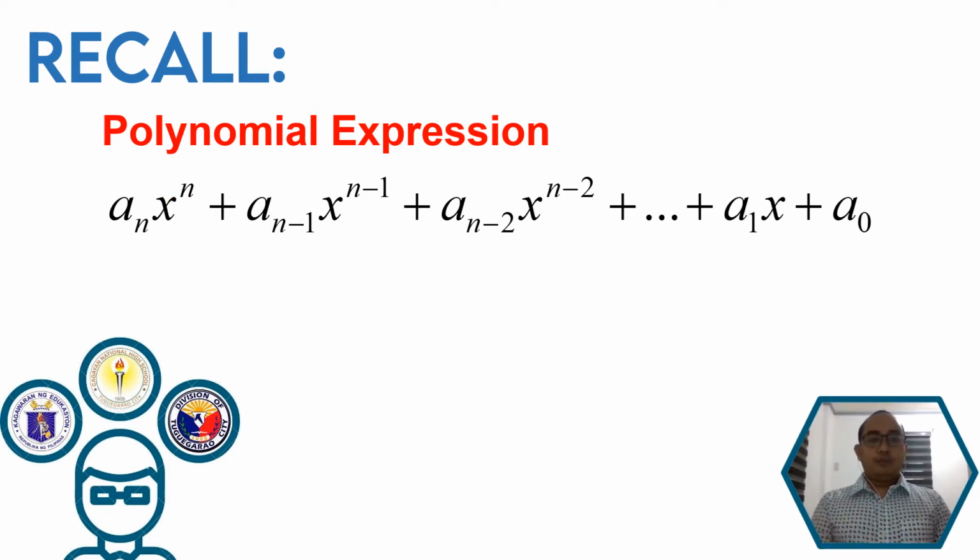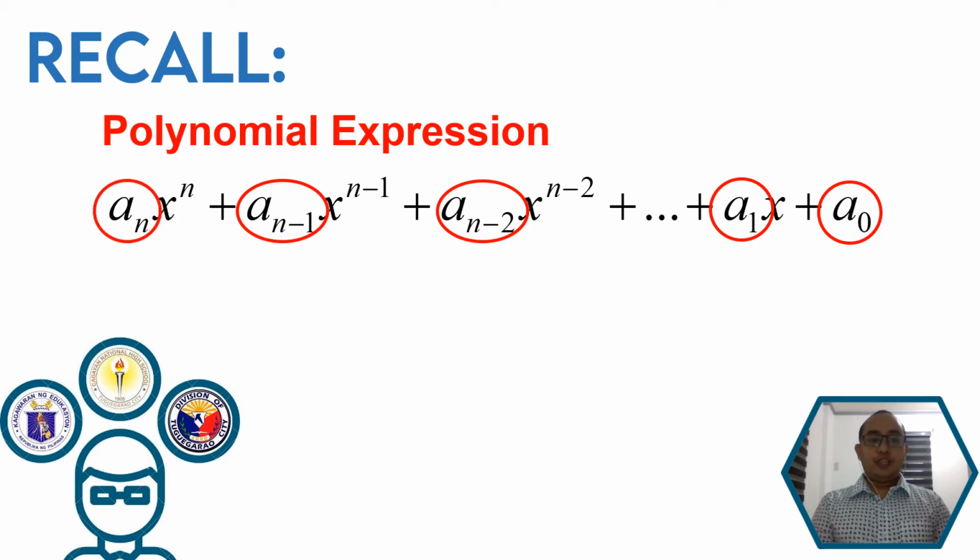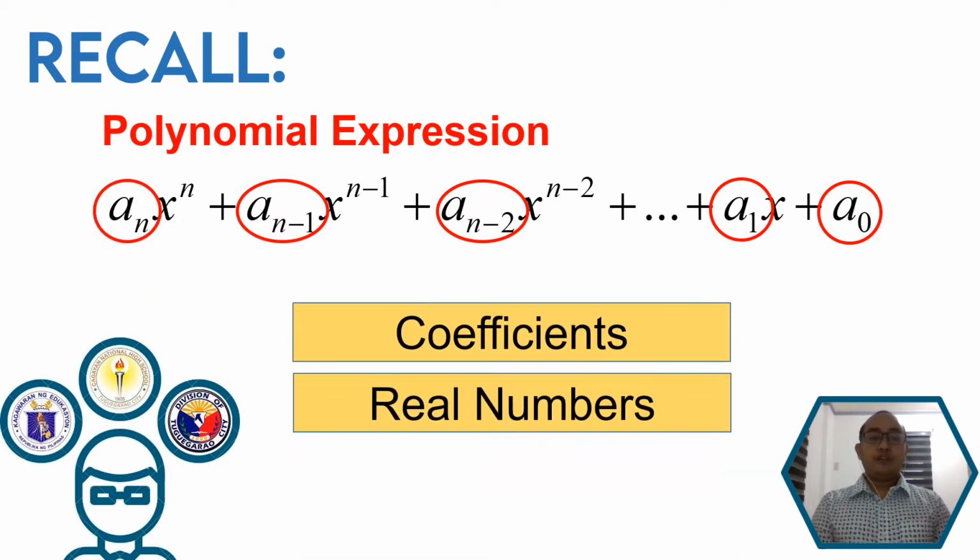Also, class, in a polynomial expression, a sub 0, a sub 1, and so on until a sub n minus 2, a sub n minus 1, and a sub n are called the coefficients of the polynomial expressions. And these coefficients must be real numbers. In other words, class, they can be 1, can be -1/2, can be -7, can be 3/4, 4/5, and so on, so long as they are real numbers.